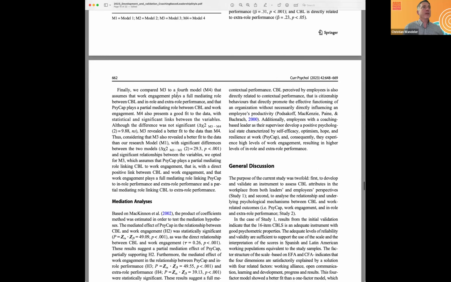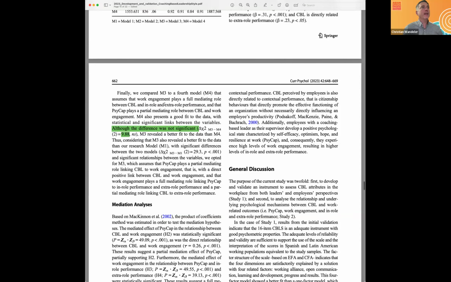But then they say, all right, we took M3 and compared it to the fourth model. It assumes work engagement plays a full mediating role between CBL and in-role and extra-role performance, and that PsyCap plays a partial mediating role, right? It also represents a good fit to the data with significant links between the variables, right? And now they say, this is interesting, right? They compare M3 and M4, right?